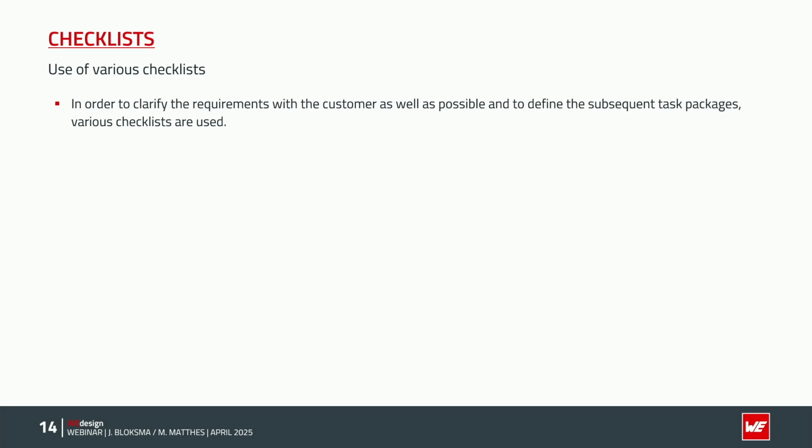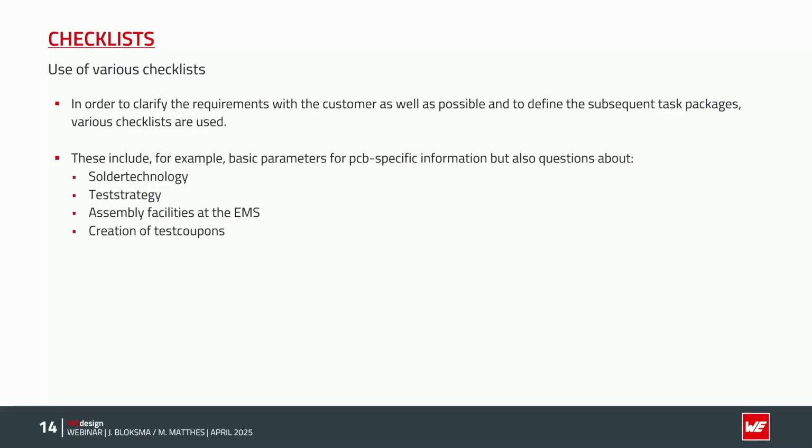So, to get the best overview of what you need, we have different checklists, and we are going to discuss these checklists with you. We fill in these checklists together with you to get the best result. That can be, for example, information regarding the solder technology. Is it vapor phase? Is it reflow? Is it wave soldering? Depending on the technology we need to use, we set up different footprints.